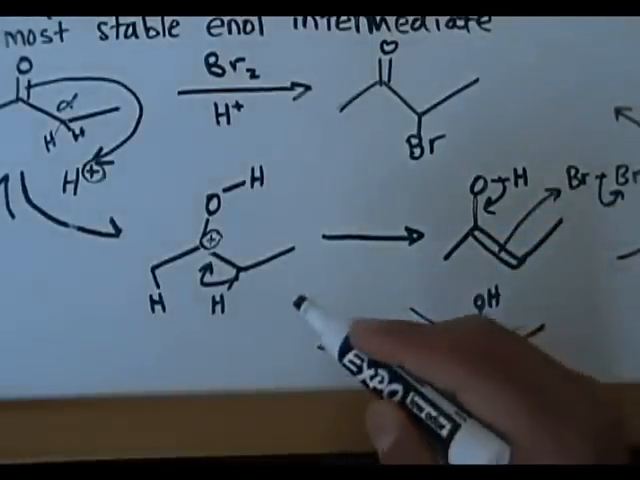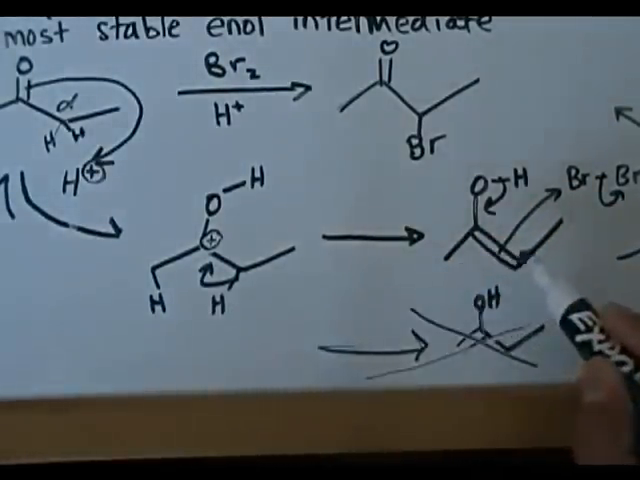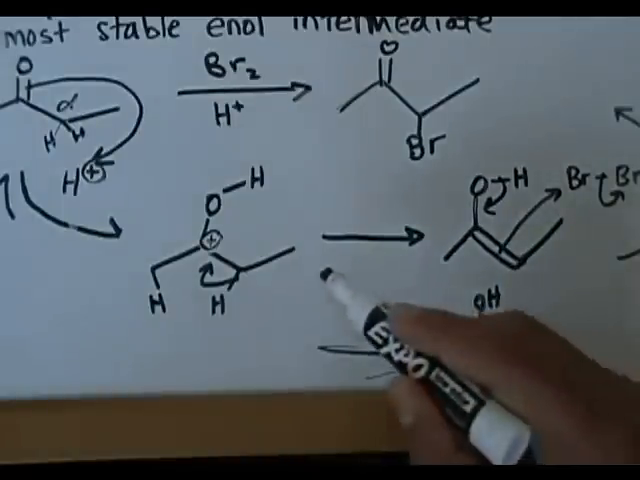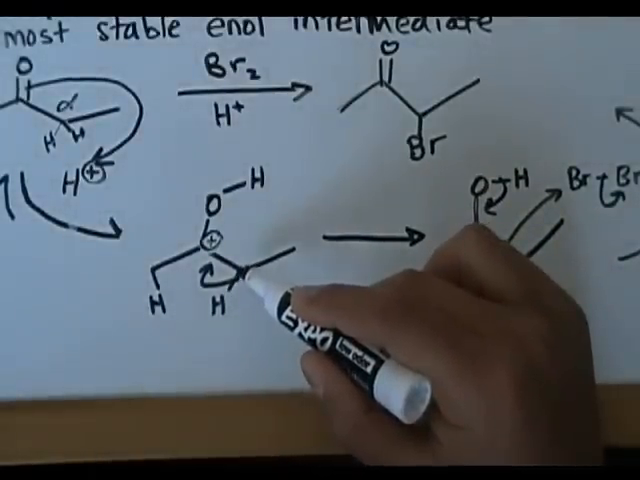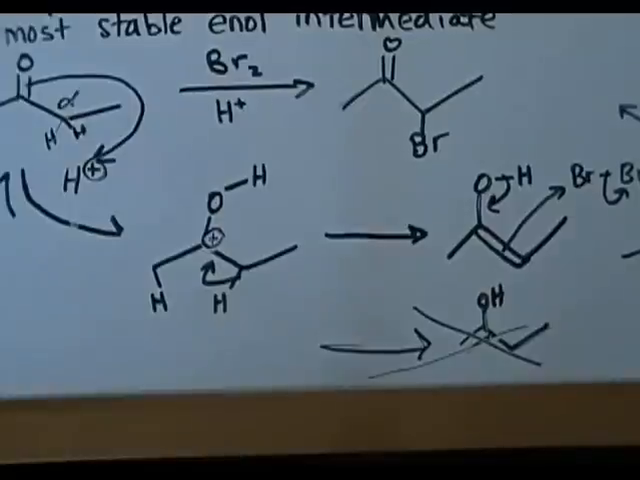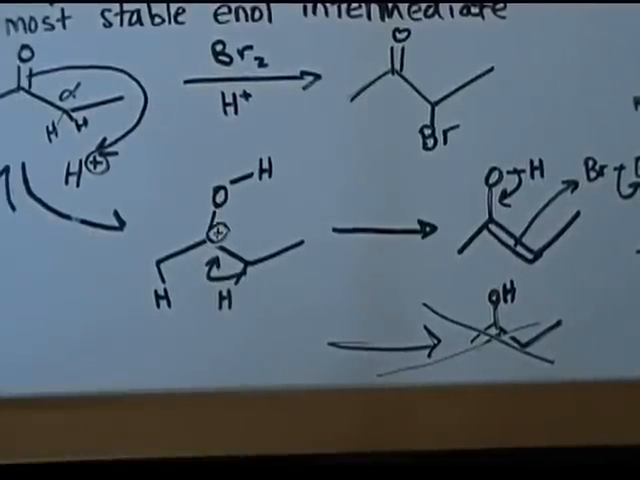That's why we select the H that will result in the most stable enol intermediate, or we select the H that's attached to the most substituted alpha carbon position. Those are two ways of looking at it. I hope that makes sense.